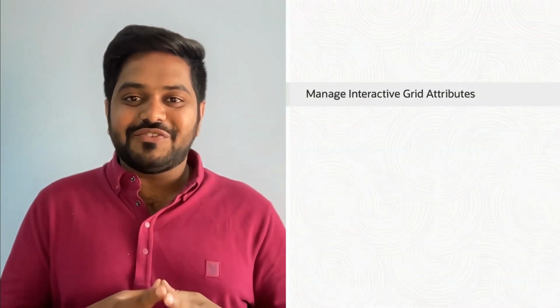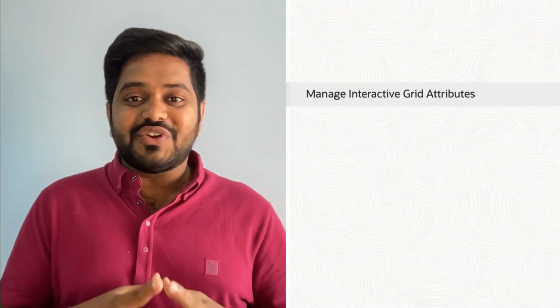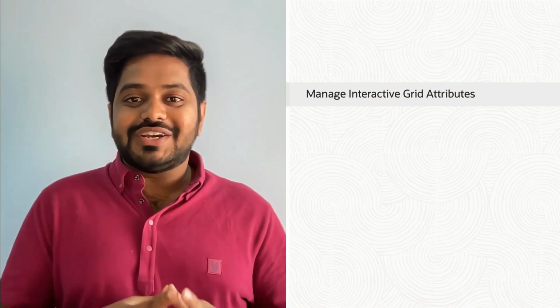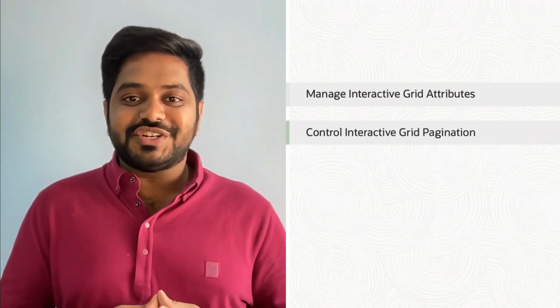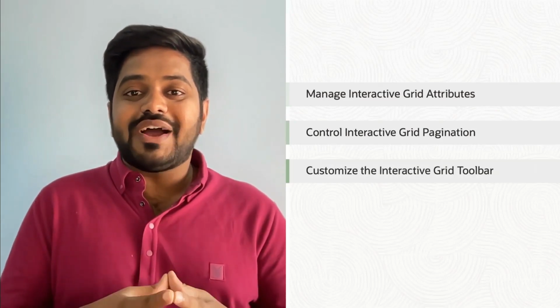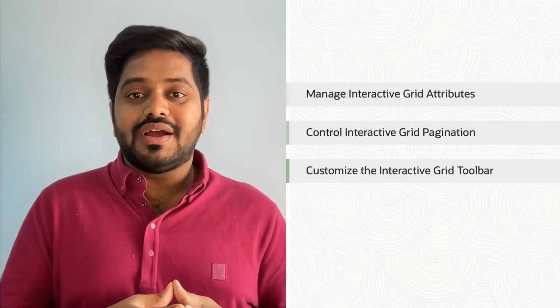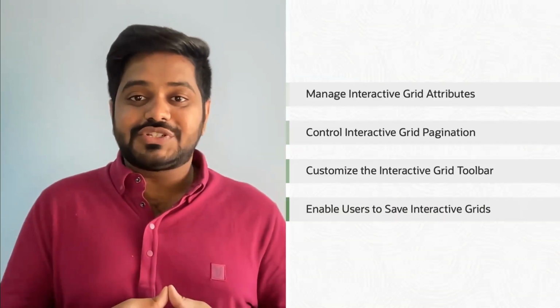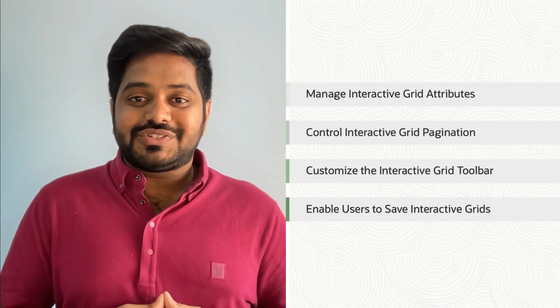To summarize, in this first lesson, you have learned how to manage an interactive grid using interactive grid region attributes. You have also learned how to control pagination in an interactive grid. Additionally, you have learned how to customize an interactive grid toolbar and enable end users to save public reports.